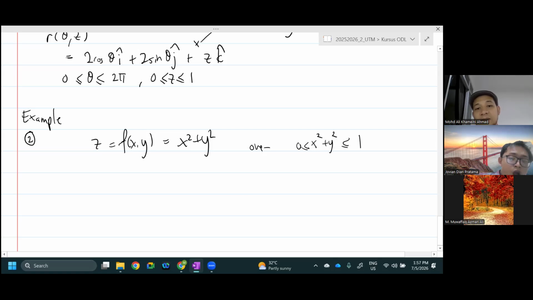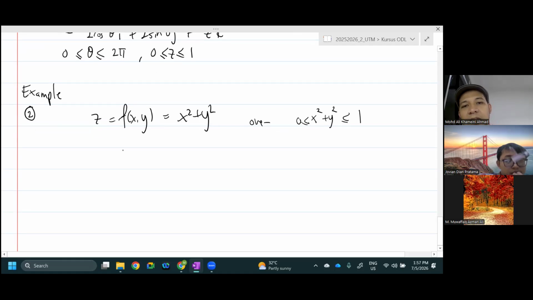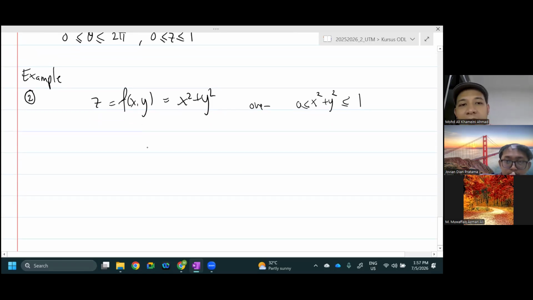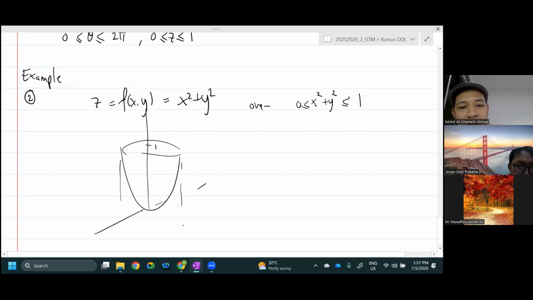So you can represent a surface with this equation. We call it explicit representation. So you have a paraboloid there. This is height 1. Then you will have the projection here.